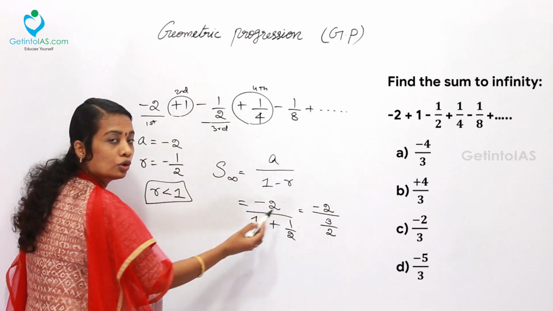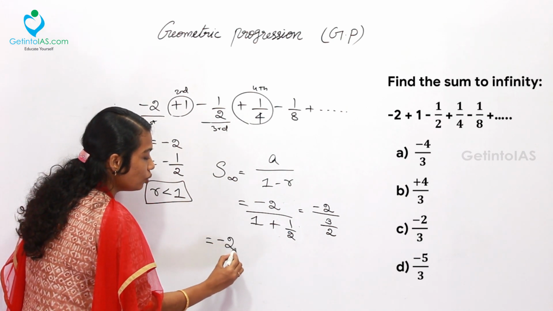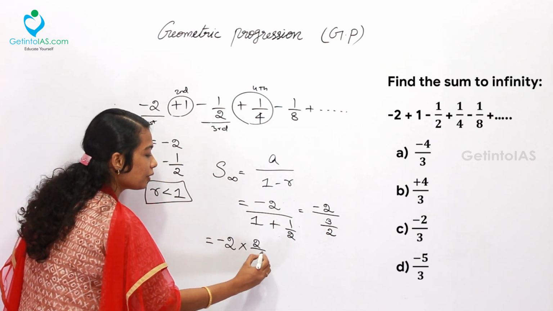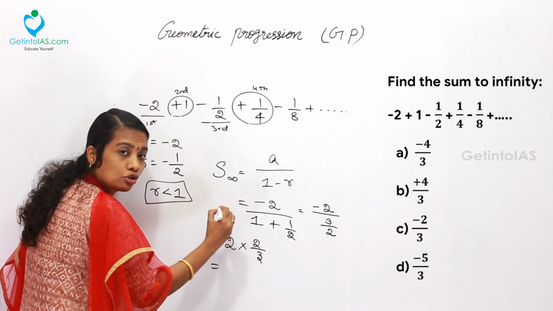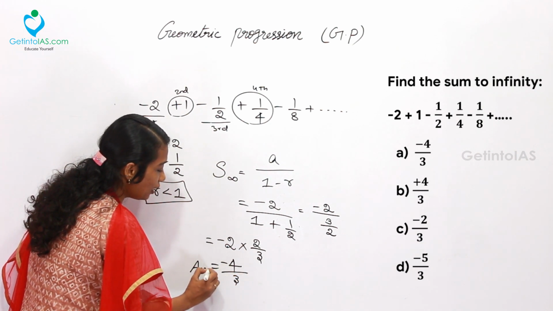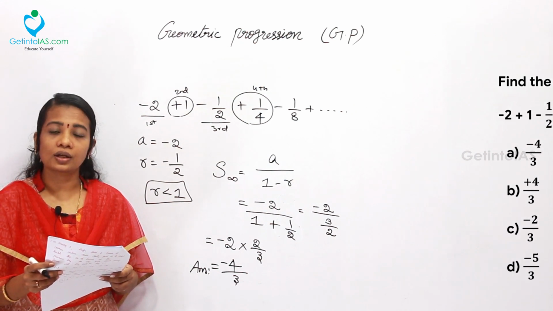So here in the denominator it is positive, here negative. So finally minus 2 into, you can take the reciprocal while multiplying. So finally minus 2 into 2 is minus 4 by 3, and that is my answer. Answer minus 4 by 3, which is given in option A.